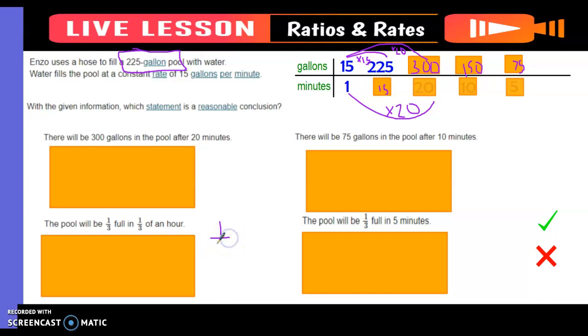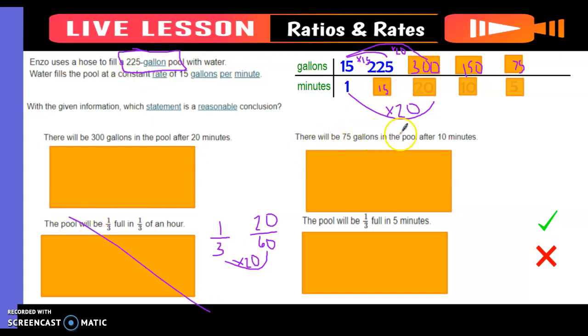1/3 of an hour, we know an hour is 60 minutes. I know that 3 times 20 is 60. So 1 times 20 is 20. So 1/3 of an hour would be 20 minutes. Well, we know in 20 minutes it's actually going to be overflowing because it's 300 gallons. So this one won't work.